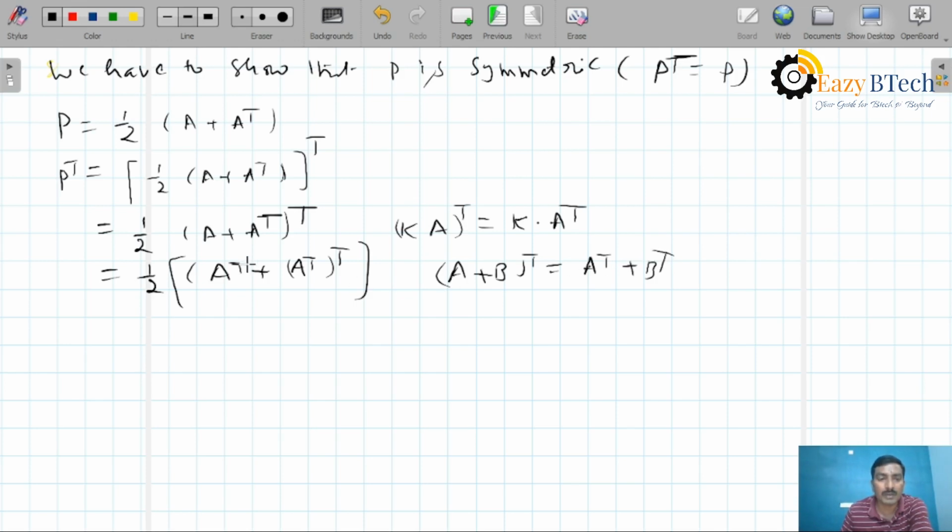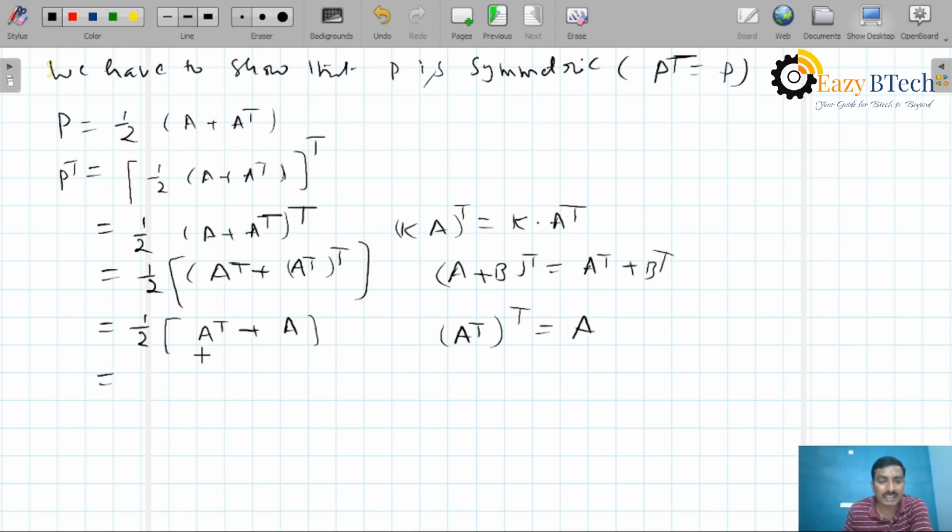By using this property, you can write (A plus B) whole transpose as (A transpose plus A transpose whole transpose). So here this can be written as 1 by 2 into (A transpose plus A). Why? Because here I applied one of the properties. What is that? A transpose whole transpose equals A. So in place of A transpose whole transpose, we can write A.